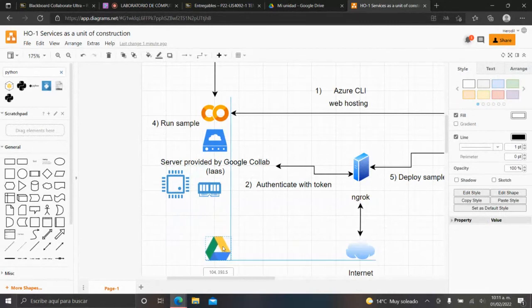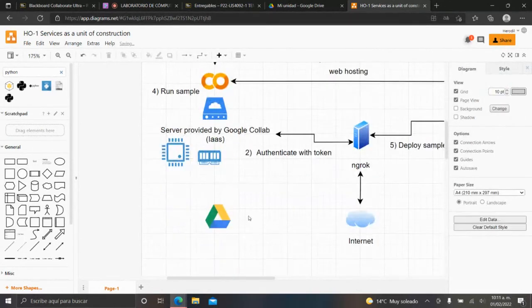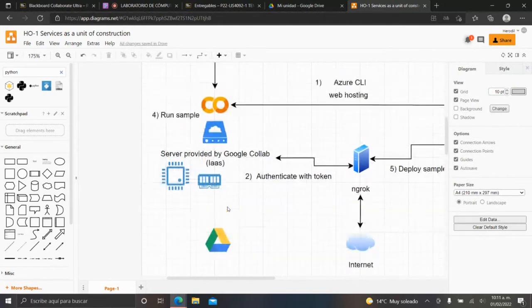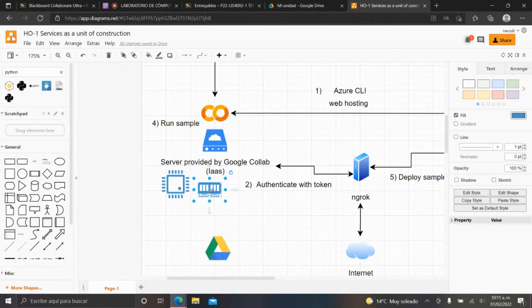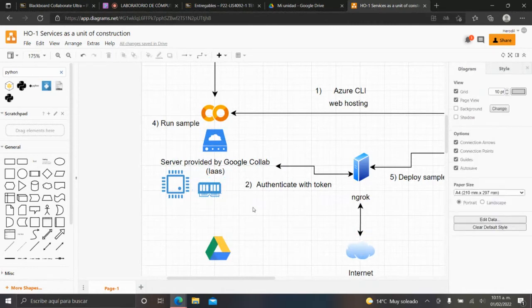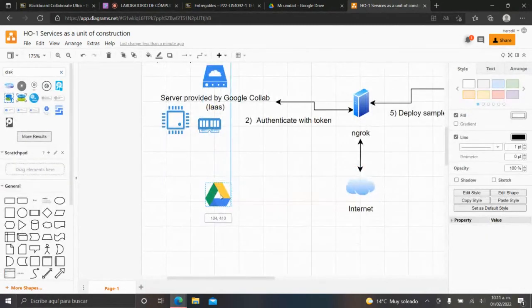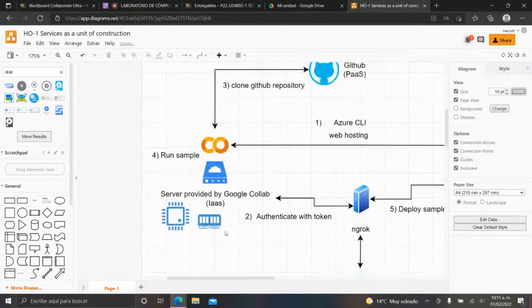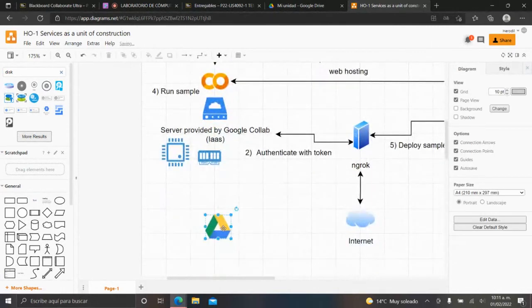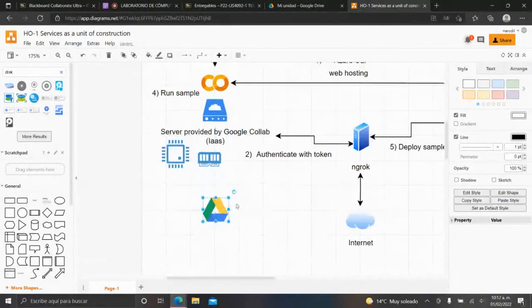In fact, we have two things: the server, which was memory and CPU, and a little bit of disk because we could install things. But then Google Drive was another thing. Okay, so I put it here, separated. You can put it on top of Colab, because Google Drive in fact is part of it, or you can put it there. Yeah, it's fine.